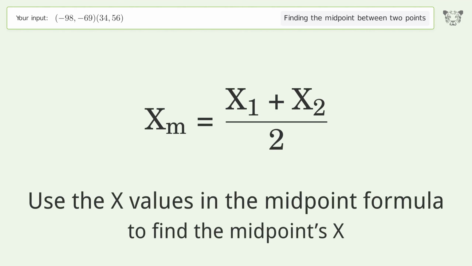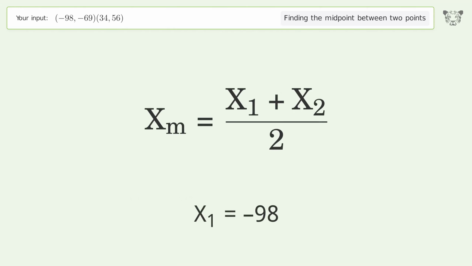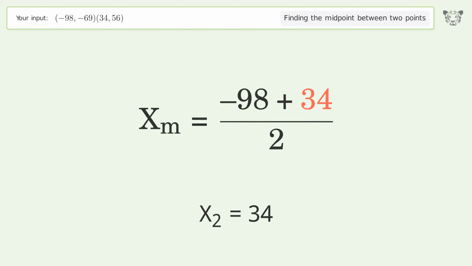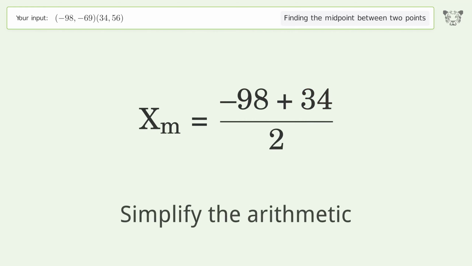Use the x values in the midpoint formula to find the midpoints x. x1 equals -98. x2 equals 34. Simplify the arithmetic.